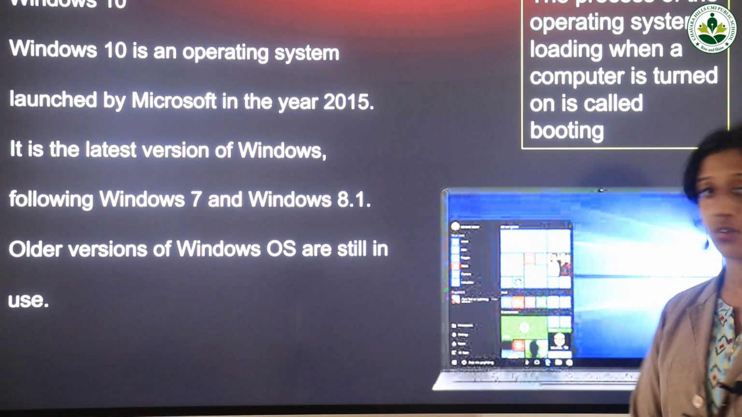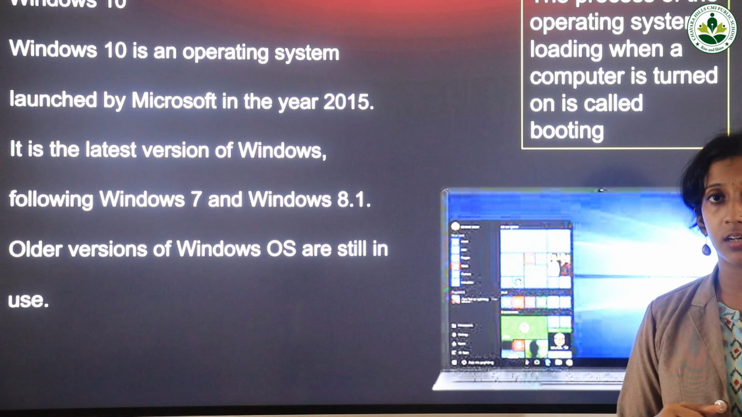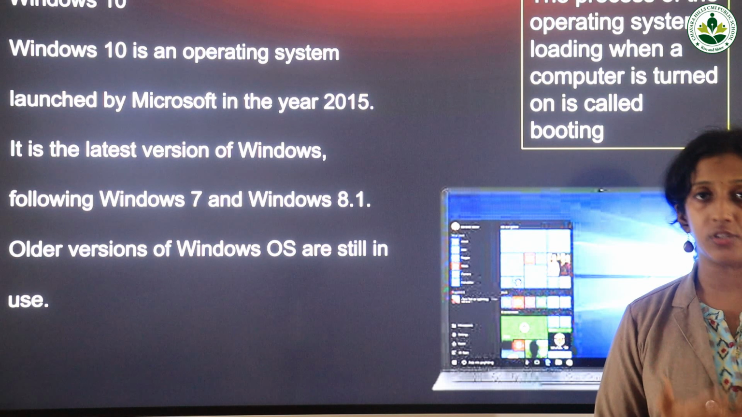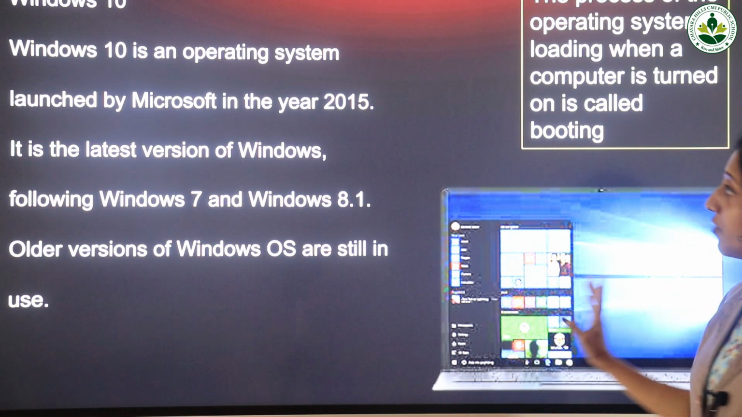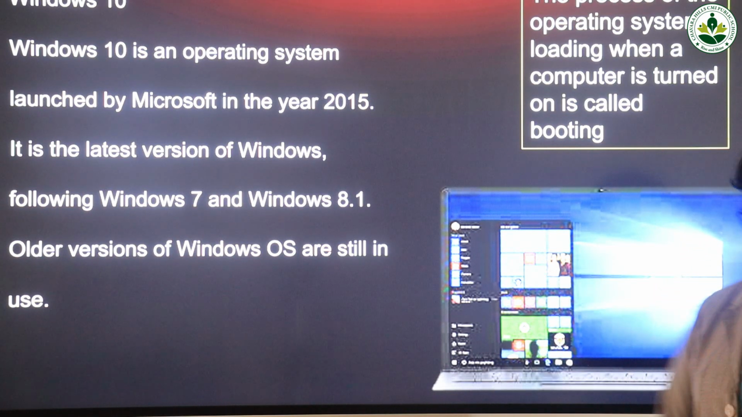Older versions of Windows OS are still in use. Some computers might be using the earlier versions of Windows. So Windows 10 is the latest operating system.